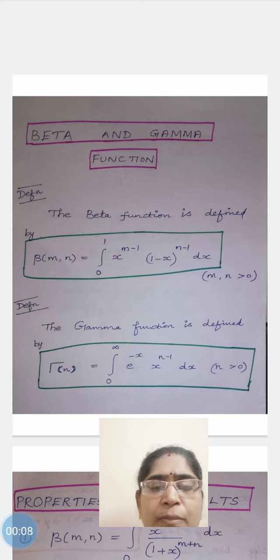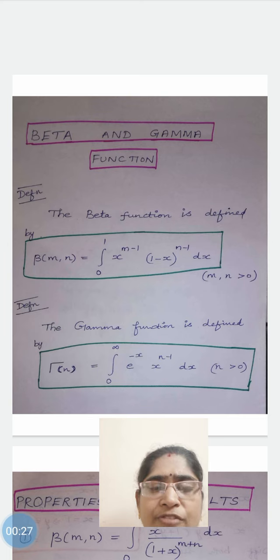Today we are going to see about the beta and gamma function. First, let us see the definition of beta function. The beta function is defined by beta of m comma n is equal to integral over 0 to 1 x to the power of m minus 1 into (1 minus x) the whole power n minus 1 into dx, where m comma n both are greater than 0.